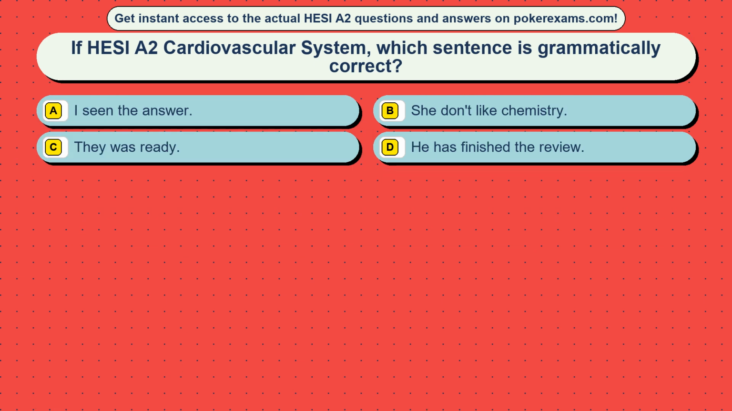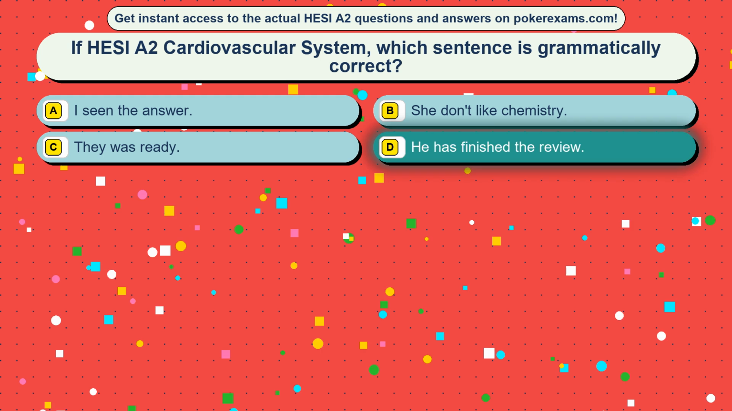Question 20. If HESI A2 Cardiovascular System, which sentence is grammatically correct? Option A, I seen the answer. Option B, she don't like chemistry. Option C, they was ready. Option D, he has finished the review. The correct answer is option D, he has finished the review.